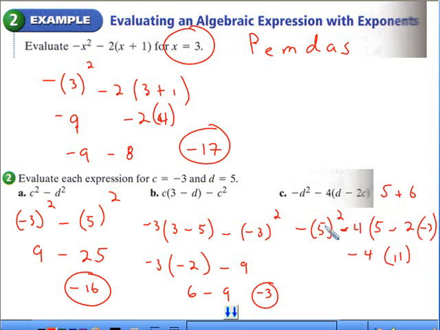Work this out. 5 squared gives you 25, and bring down the negative. Then remember we're going to multiply before we subtract. So don't combine these and then multiply with 11. That's wrong. You're going to multiply these two, you get negative 44. Bring this down, negative 25. Now combine these, negative, negative. So you add the numbers, keep the same sign. We get negative 69.